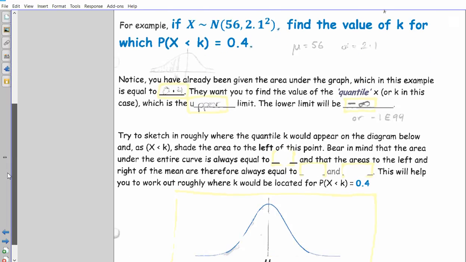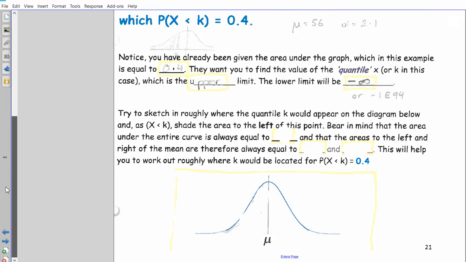So it's always good to try to roughly sketch the normal distribution to get an idea of where things should be placed. Try to sketch in roughly where the quantile k would appear, and we decided it would be a bit to the left. So kind of showing you down here as well. It'd be to the left of the mean, because if the area, this shaded grey area, is 0.4, that's got to be less than 0.5. 0.5 is this whole left part. So 0.4 means that the k value, the upper boundary, has to be a bit left of the mean.